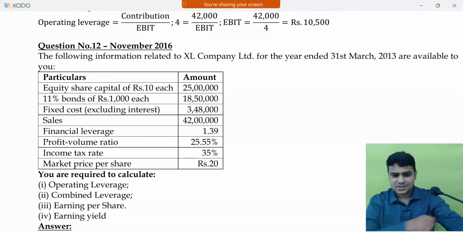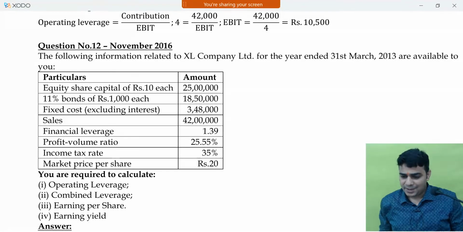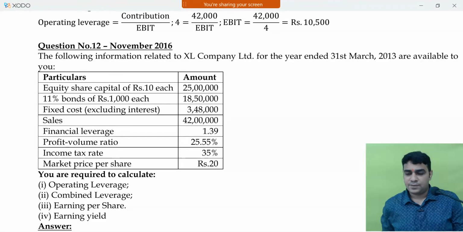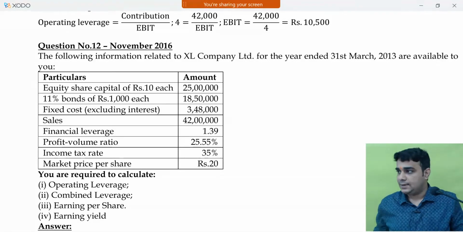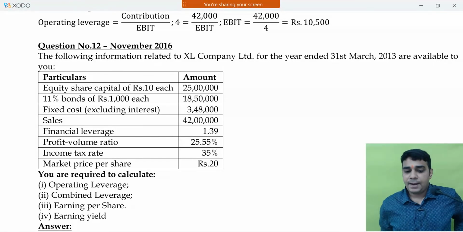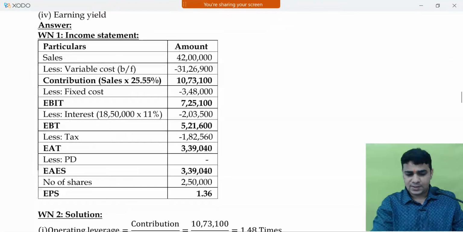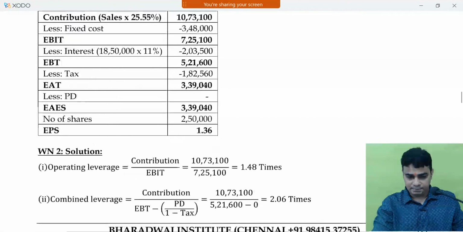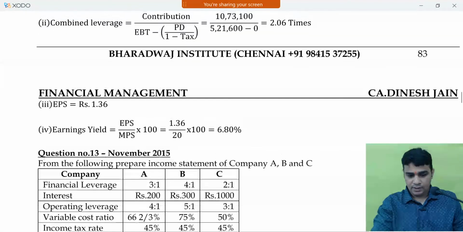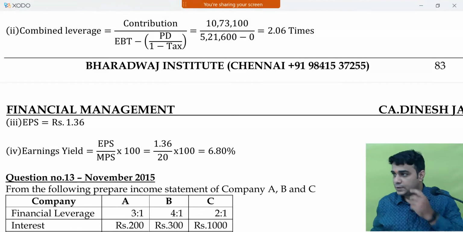Okay, this is a straightforward, simple question. Nothing much for me to discuss except for the last item, which is called earning yield. That's the only area I just wanted to discuss. When you do earning yield, what is the formula for earning yield? EPS by market price per share. The formula for earning yield is earnings per share by market price per share. So that's the formula you'll have to use. Balance is more or less a straight formality. EPS by MPS would give you this answer.